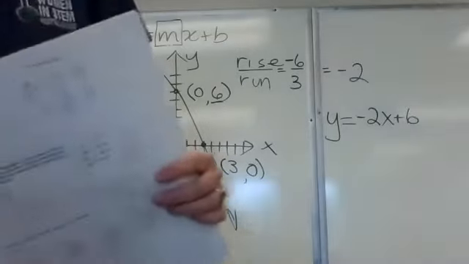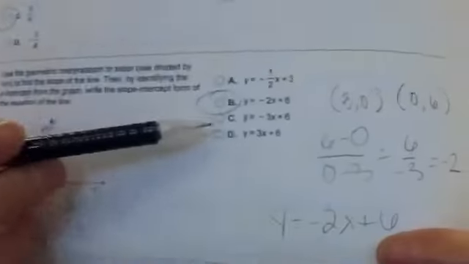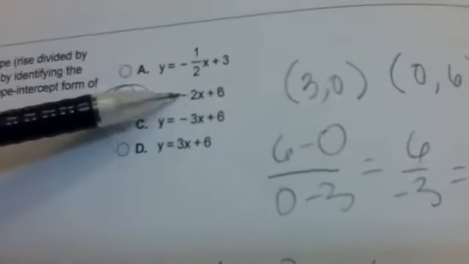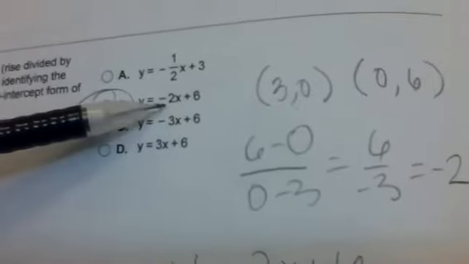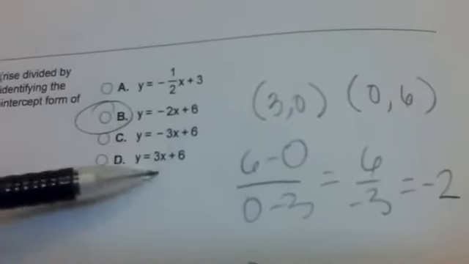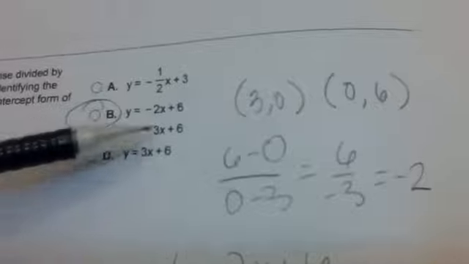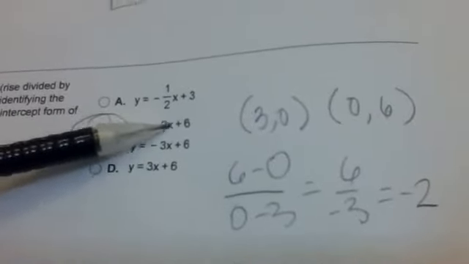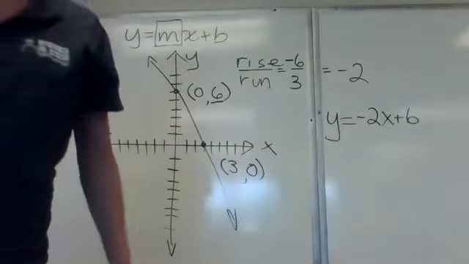And again, actually just being able to figure out what that slope was, this B is the only one that had the -2 hooked onto the x. All the other ones had something else. So just finding the slope gets you that right answer using process of elimination.